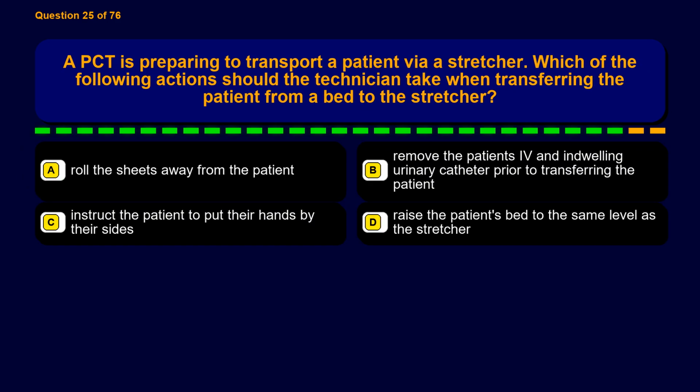Question 25. A PCT is preparing to transport a patient via a stretcher. Which of the following actions should the technician take when transferring the patient from a bed to the stretcher? Option A, roll the sheets away from the patient. Option B, remove the patient's indwelling urinary catheter prior to transferring the patient. Option C, instruct the patient to put their hands by their sides. Option D, raise the patient's bed to the same level as the stretcher.